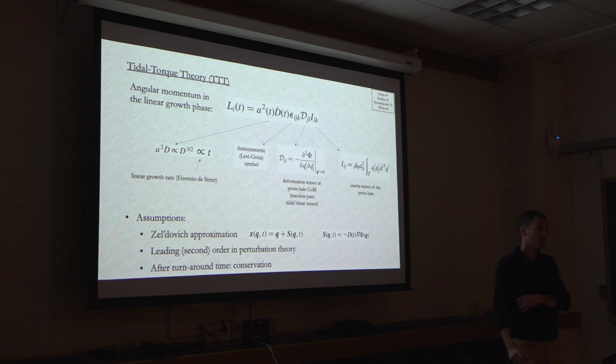Yeah, so what we're saying here is that this assumes that we know what the protohalo is. So we just look at the region in space that eventually will be inside the halo. Determining in the initial conditions what that region is is complicated. We don't really know.